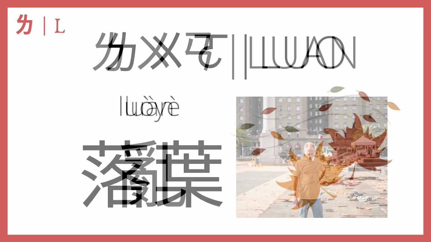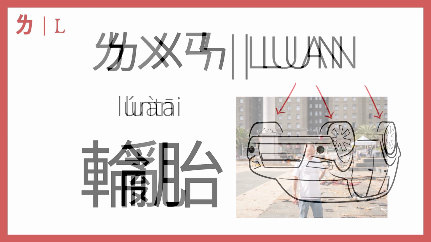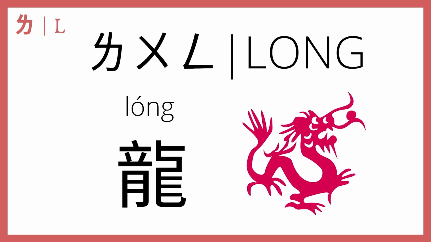Then, there's le plus u plus an, which makes luan. In the fourth tone, luan means a mess. So if your 头发很乱, that means your hair is messy. If your 房间很乱, that means your room is messy. 乱, mess. Le plus u plus n makes lun, as in 轮胎, the tires on a car. 轮胎. And le plus u plus ng makes long, as in dragon, a popular creature in myth and folklore.